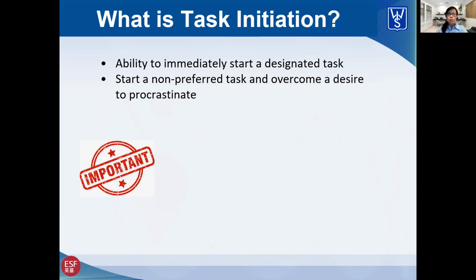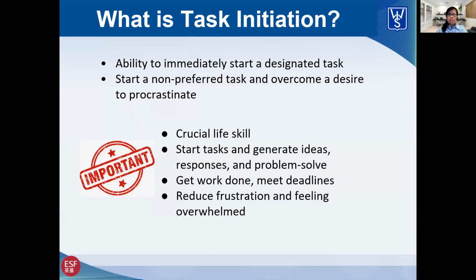It's considered to be a crucial life skill because it is required to start tasks or activities and then to independently generate ideas, responses, and problem-solving strategies. It's also needed to get work done, meet deadlines, complete chores, waking up, getting ready for the day, taking a test, writing a paper, prioritizing the importance of different tasks, contacting people for homework help, making social plans, starting a project, and the list just goes on.